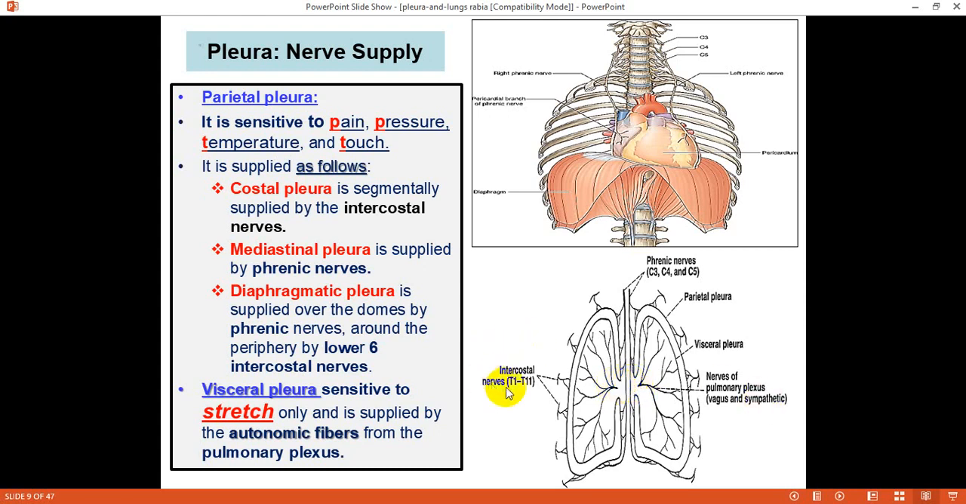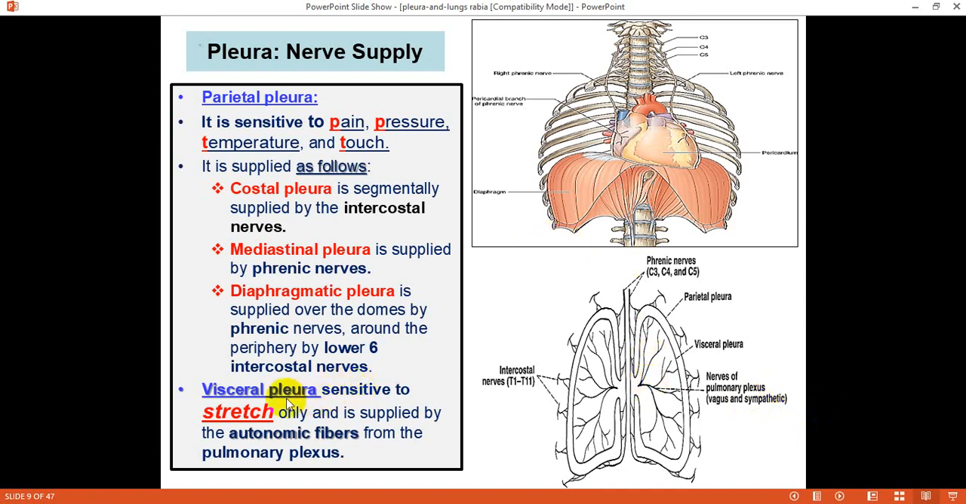The parasympathetic nerve fibers are coming from vagus nerve, which is the 10th cranial nerve, and the sympathetic fibers are coming from the sympathetic ganglia from the paravertebral chain of sympathetic trunk. The ganglia T2 to T5 are basically participating in this plexus. Now the nerve supply of parietal pleura will be the structures which it is lining.